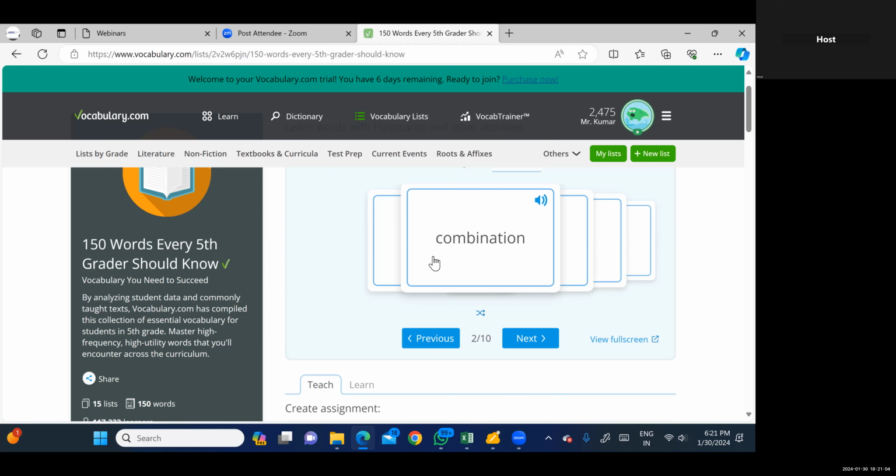Good. So let's see the definition of combination and also hear the pronunciation. See, what is the meaning? An assemblage of separate parts or qualities. Means you are assembling something, joining something, mixing something. Next word. Crucial. We speak this every day. Very common word.